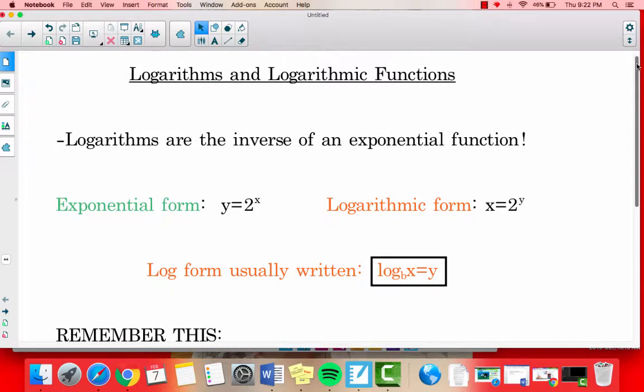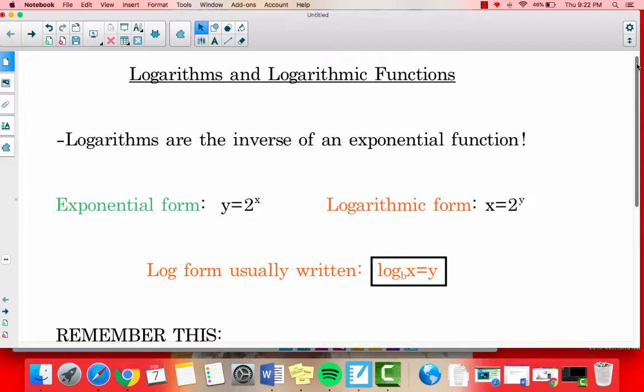Hey everybody, welcome back. Today's section is on logarithms and logarithmic functions. A logarithm is basically just an inverse of the exponential functions, and that's what we focused on in the last unit, where we looked at the equations of exponential functions as well as their graphs. So this unit's going to be focused on all of the inverse of those functions.